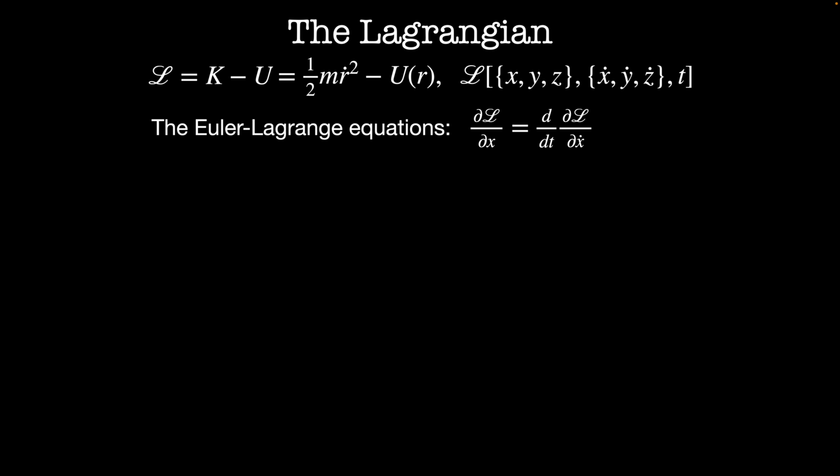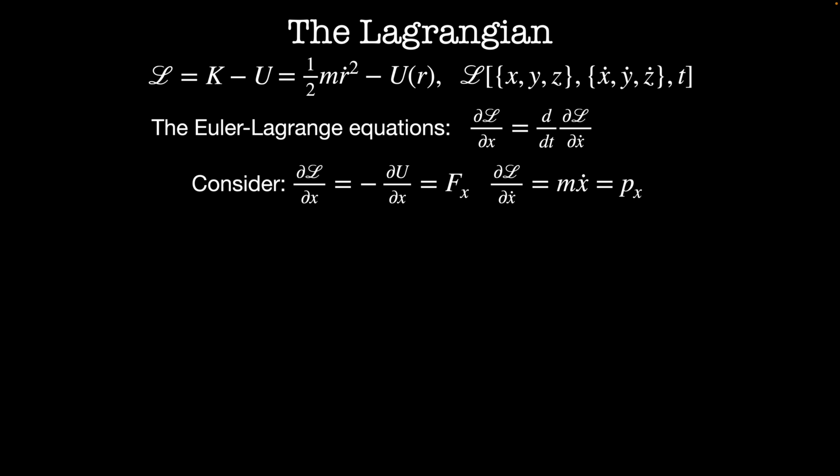Let's look at what the Euler-Lagrange equations are telling us physically for a particle that's only moving in the x direction. The Euler-Lagrange equations are ∂L/∂x equals d/dt of ∂L/∂x dot. The left half, ∂L/∂x, is equal to minus ∂U/∂x because the kinetic energy is not a function of position explicitly. And we know that this is the force in the x direction by definition.